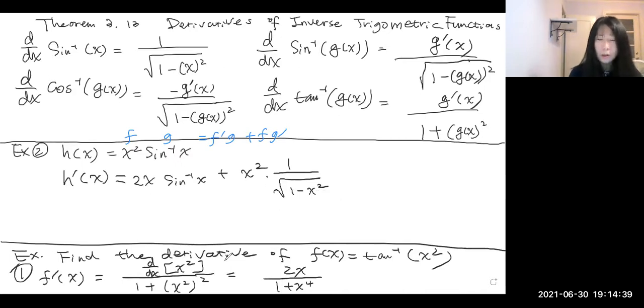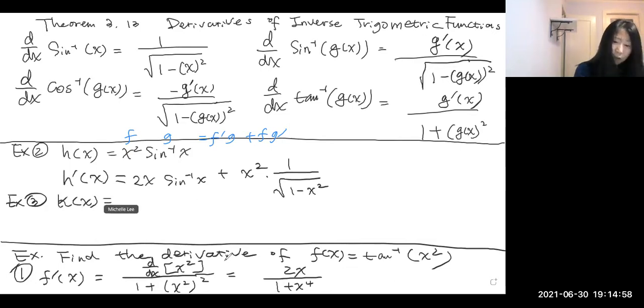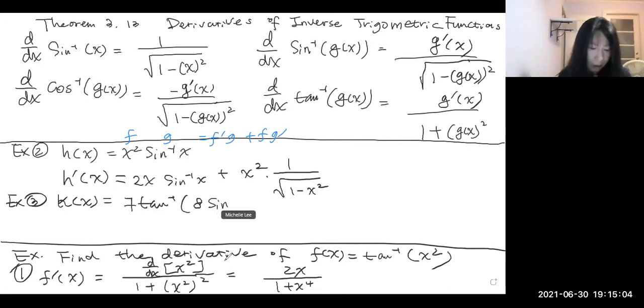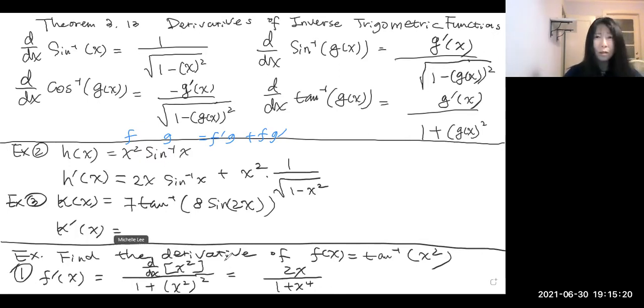Let us do one more problem, very similar to your homework. Example 3. I wanted to do an application, but we don't have time. It is 7 arctangent of 8 sine 2x. Okay, all right, so we take the derivative. This is the last one.